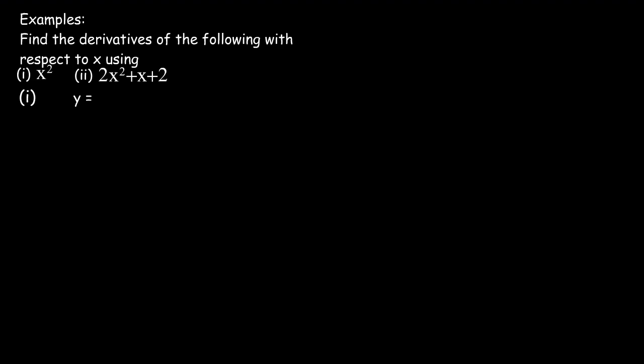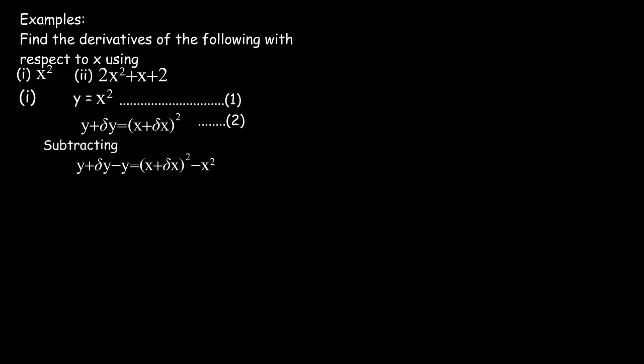y will be equal to s squared. This will be our equation 1. And recall, for every change in y, there is a corresponding change in s. So therefore, y plus delta y will be equal to (s plus delta s) in brackets squared. Now subtracting equation 1 from equation 2, we get y plus delta y minus y will be equal to (s plus delta s) in brackets squared minus s squared.